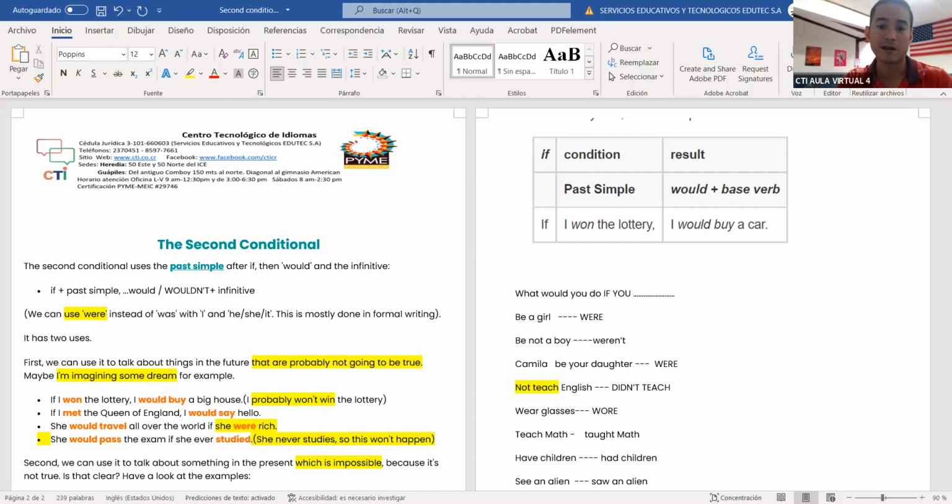Okay, guys, that's it for now. Recommendation: study verbs in the past, and remember you need to use were for everything. For example, for he, she, and it it is were, don't use was. And didn't is the negation in the past, and the rest of the verbs are in the past, the regular ones. Okay, that's it for now, and please keep practicing.